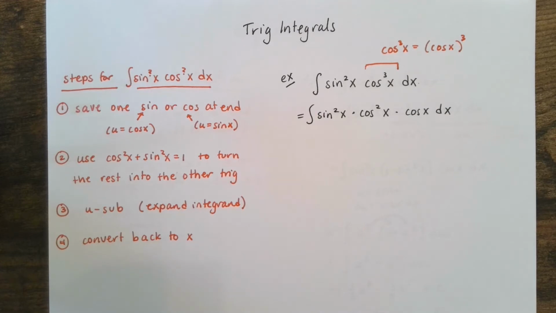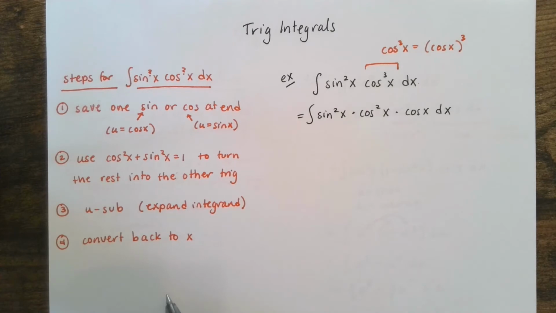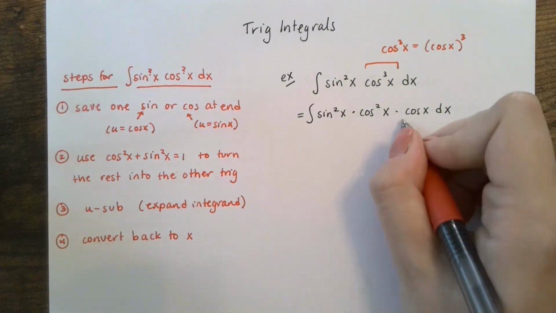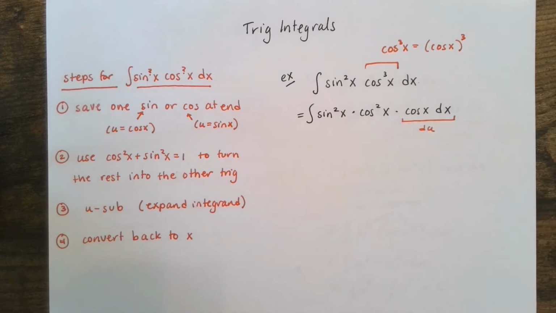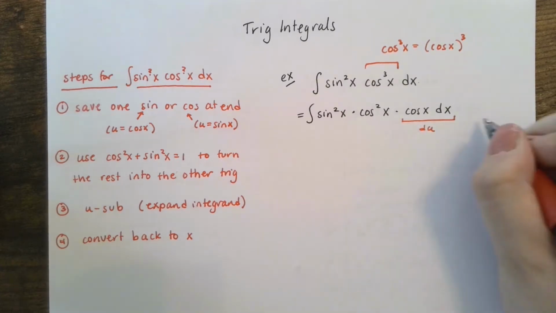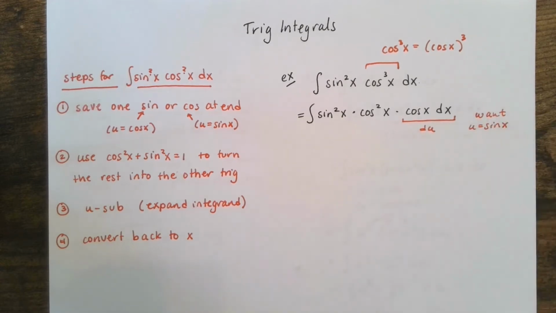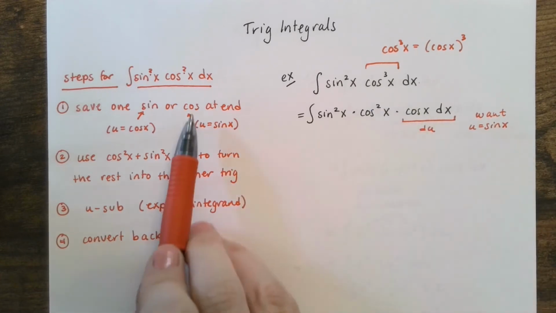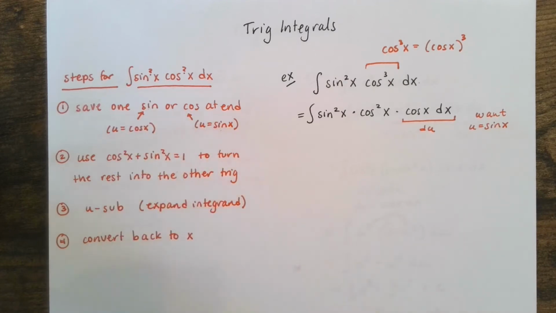Now, the reason we're doing this is because they are each other's derivatives, so we know a creative u substitution is going to work. Really, all we're using is u substitution, just in a very specific way. So if we save this cosine of x dx at the end, we're planning for that to be the du, which means that we want u to be sine of x. Whichever one you save at the end, you're going to shoot for u equals the other one. So if you save a cosine, you're going to sub in for sine. And if you save a sine, you'll be subbing in for cosine.